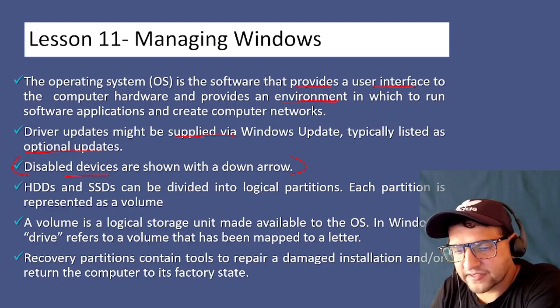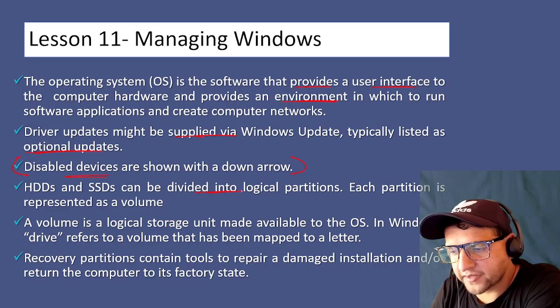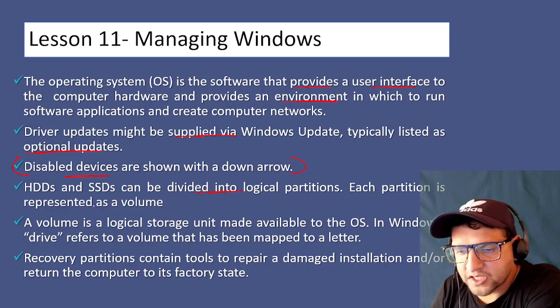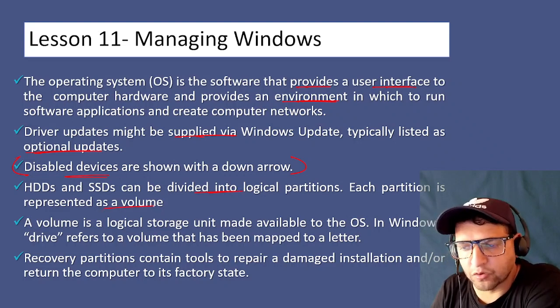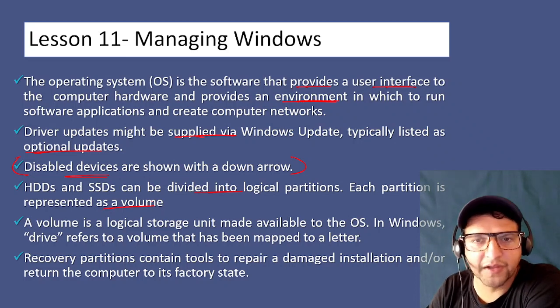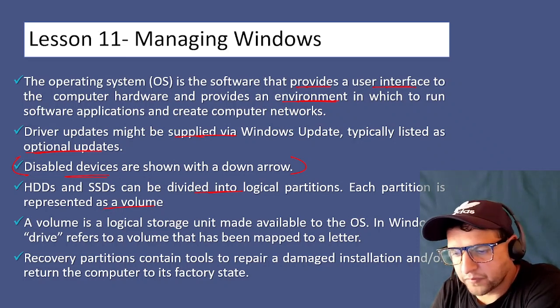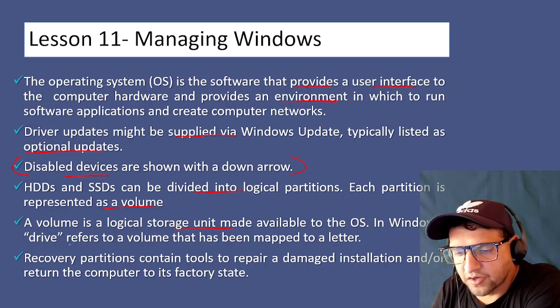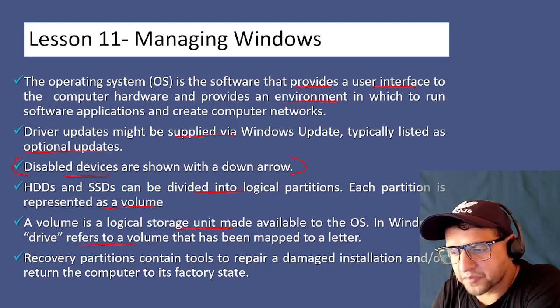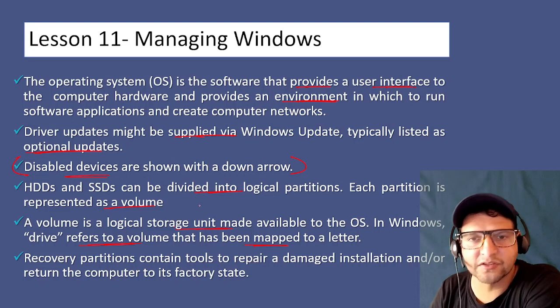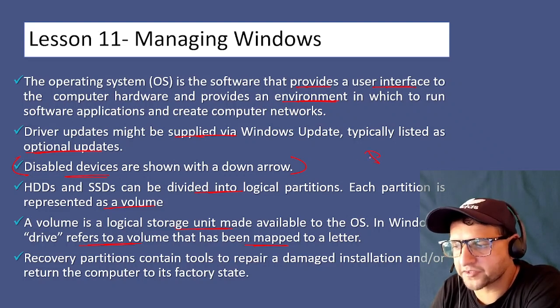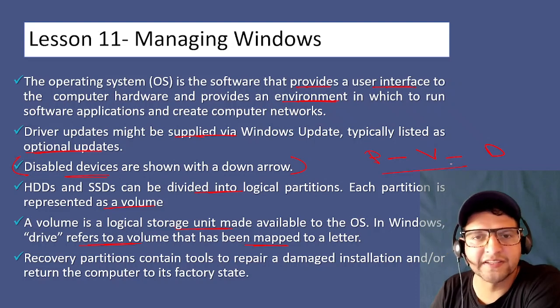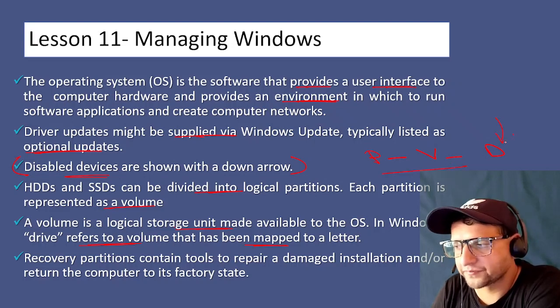HDDs and SSDs can be divided into logical partitions. Each partition is represented as a volume. So partition and volume, that is the same thing. A volume is a logical storage unit which is made available to the operating system. In Windows, a drive refers to a volume that has been mapped to a letter. Now guys, there's a lot of confusion when they talk about partition, volume, or drive, it is going to be the same. But a drive has a letter. So a volume with a letter is your drive.